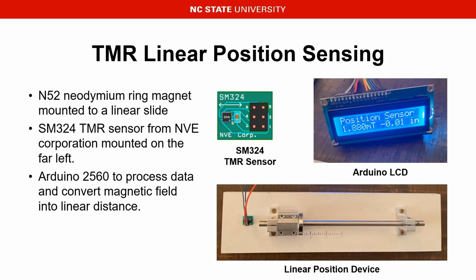So here's my project. If you see in the bottom photo, there's a linear rod with a bearing mounted to it, and there's a permanent magnet mounted on the right side of that bearing. And so as you see on the left also, there's a small green PCB, and that's where my TMR sensor is mounted. And so as you move back and forth, the linear bearing changes the magnetic field, and that gives you a linear distance. So I take that data from the TMR sensor, send it to the Arduino, and then convert that to the distance and output that on the LCD screen.